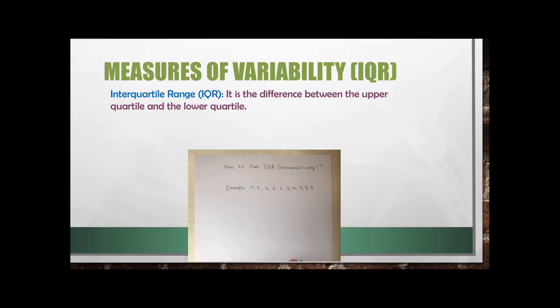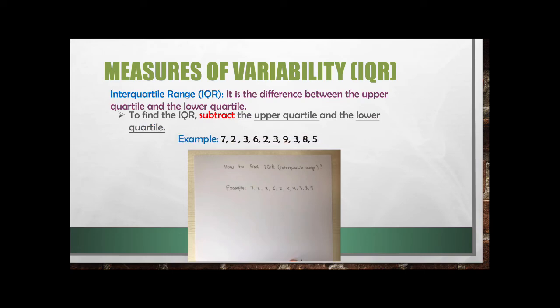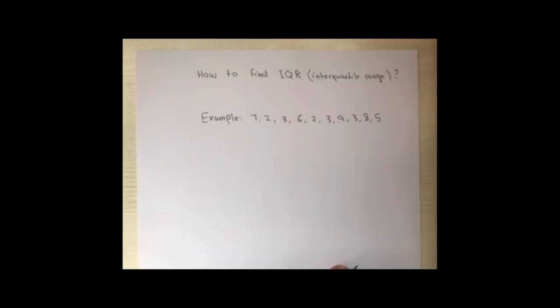Now we will move to the last measure, which is IQR or interquartile range. The interquartile range is the difference between the upper quartile and the lower quartile. To find the IQR, we just subtract the lower quartile from the upper quartile. Now I will show you how you can find the IQR using this example.